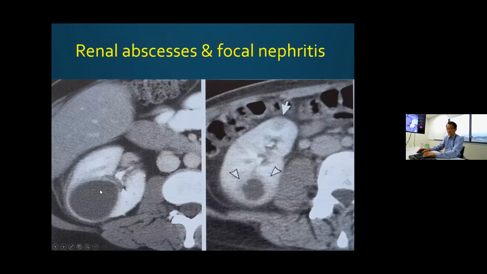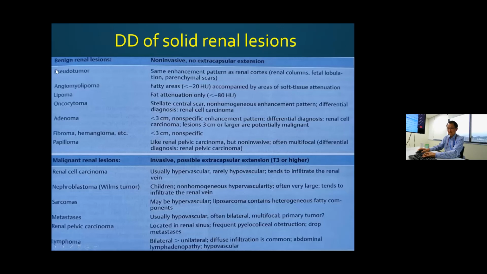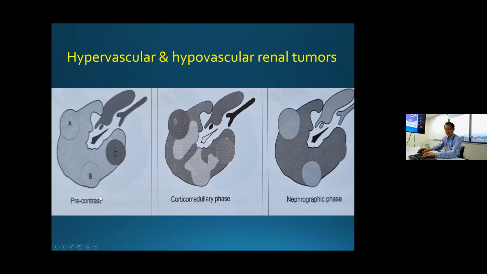So a nodule in the kidney is also sometimes confusing. It could be pseudotumor, angiolipoma, lipoma, oncocytoma, adenoma, fibroma, and cancer, these things. So attenuation and the enhancement pattern are important: pre-contrast, the corticomedullary phase and nephrographic phase, usually three phases, to make hypervascular or hypovascular renal tumors. Okay, here is one renal cell.